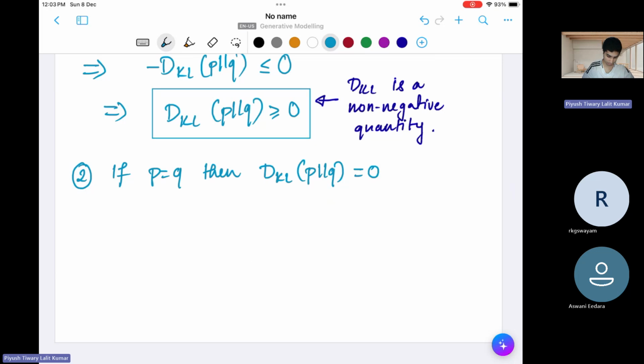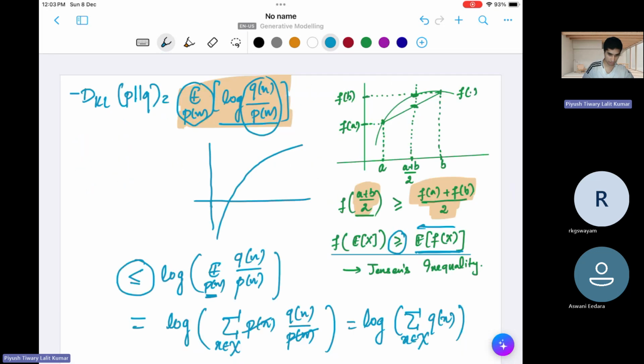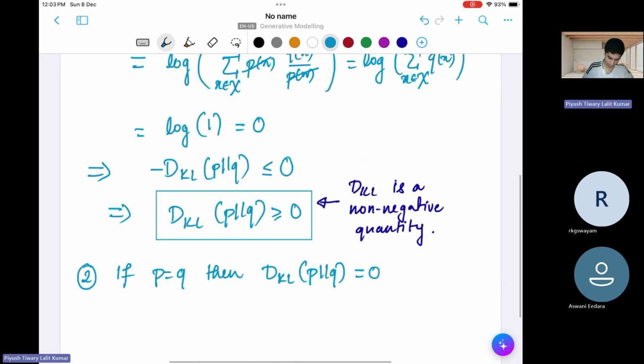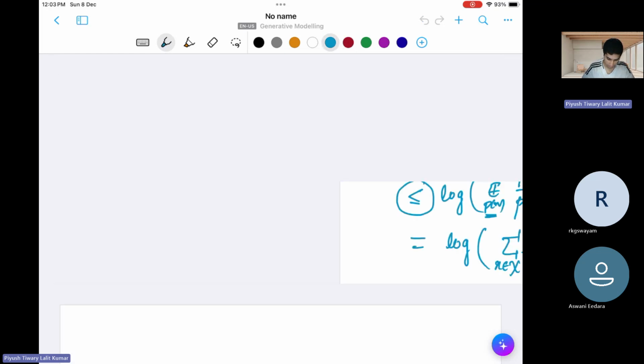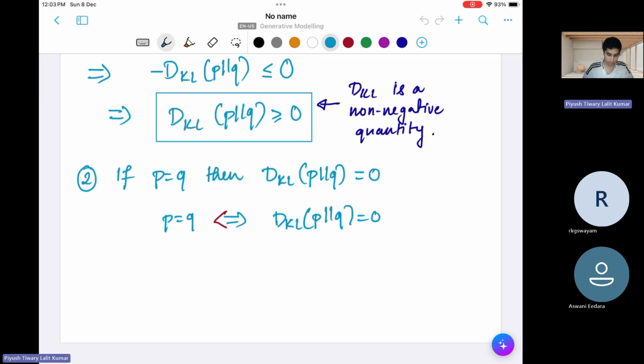So what I want to say is that what I am showing is that if this is true, this implies that DKL between P and Q is 0, right? I'm not showing the other way around. This statement right now is just one-sided. I am showing that P is equal to Q implies that KL divergence is 0. Okay. So let's show this thing. It's quite simple.